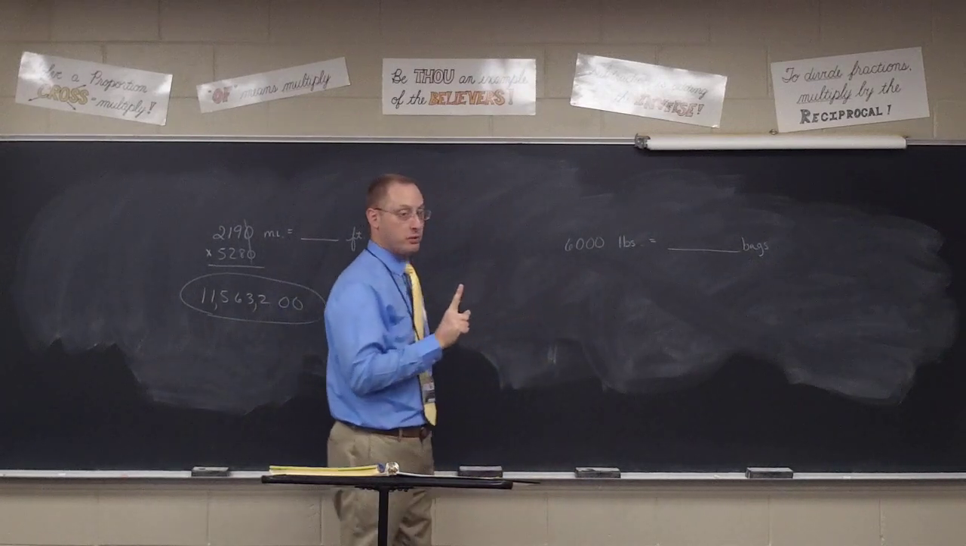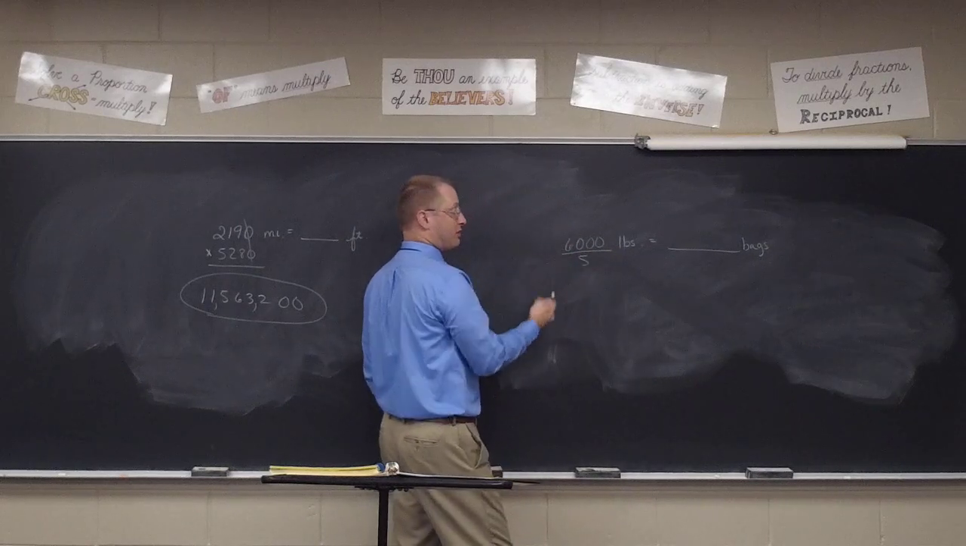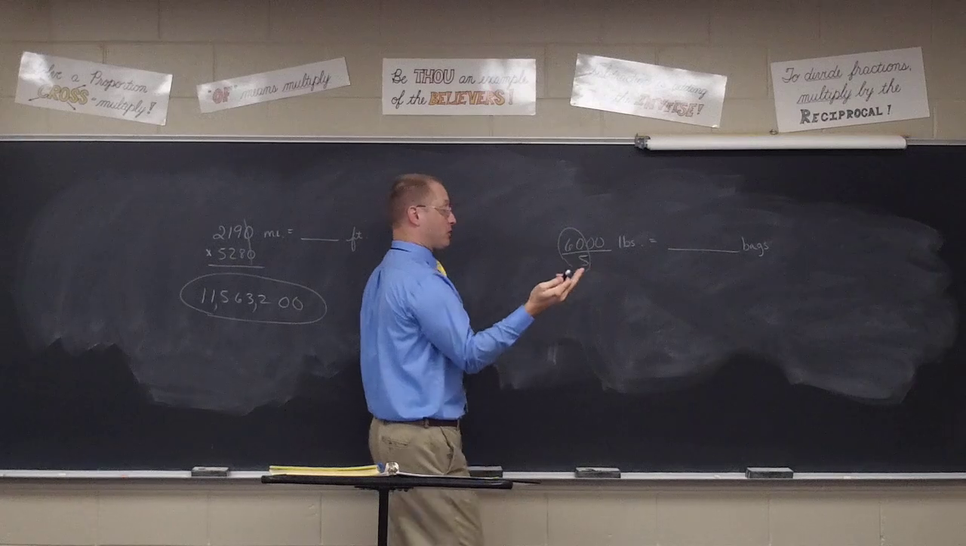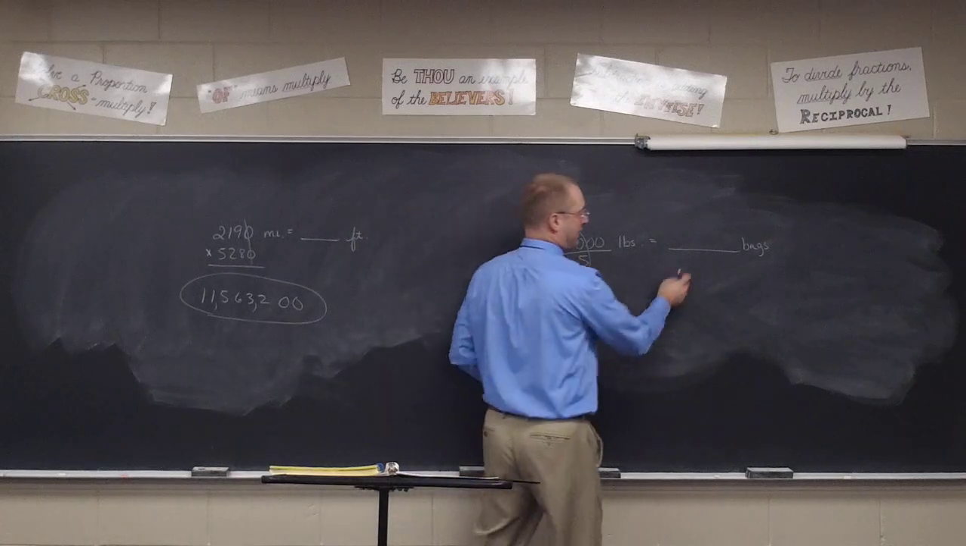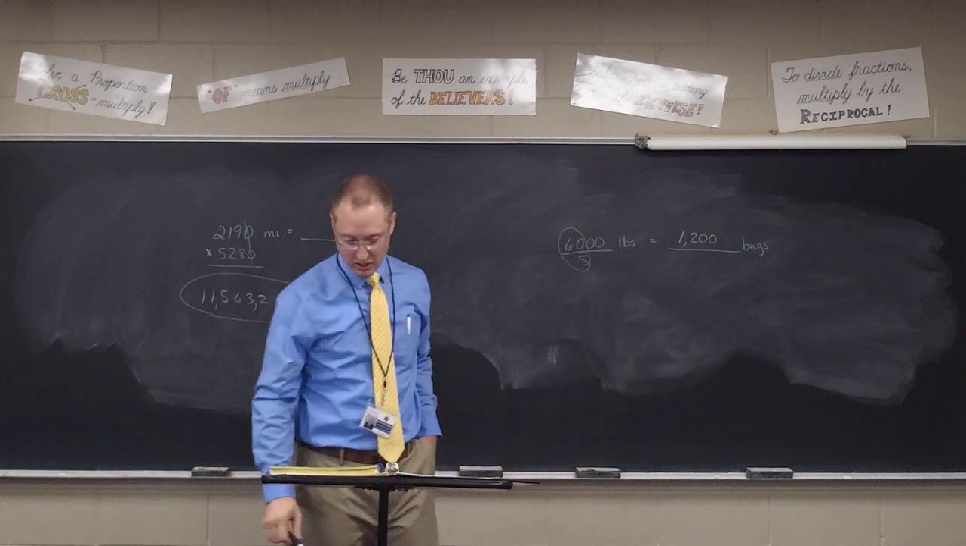So what do I need to do? Divide the total of 6,000 pounds by the 5 pounds per bag. We know 5 goes into 60, class. 12, because 12 times 5 is 60. Put the 2 zeros back on, class. We get 1,200. 1,200 bags of oranges.